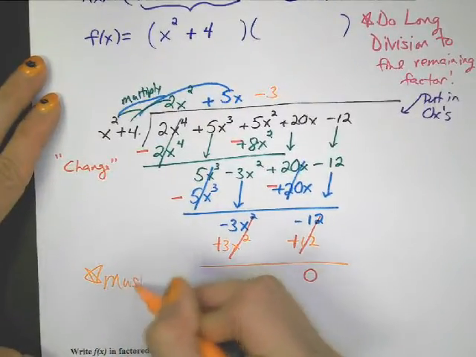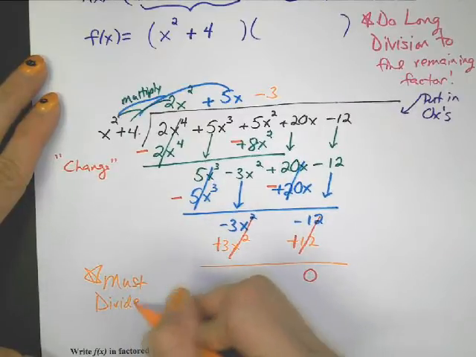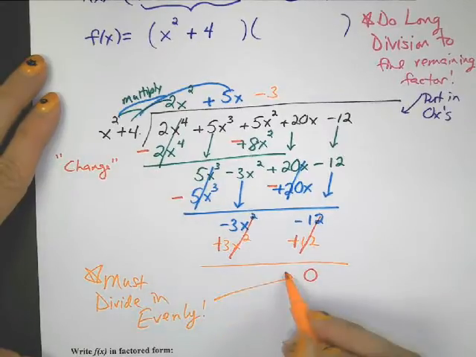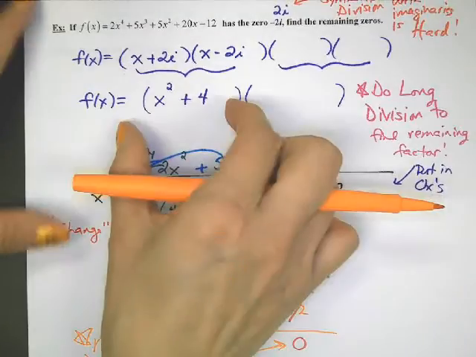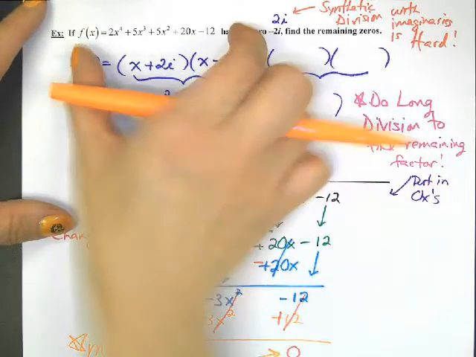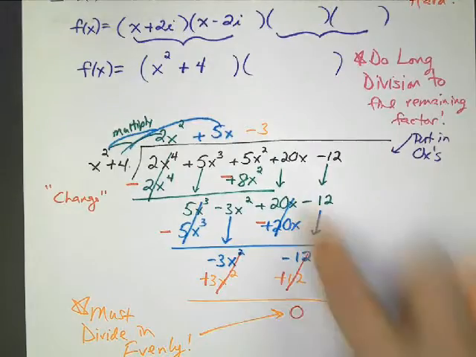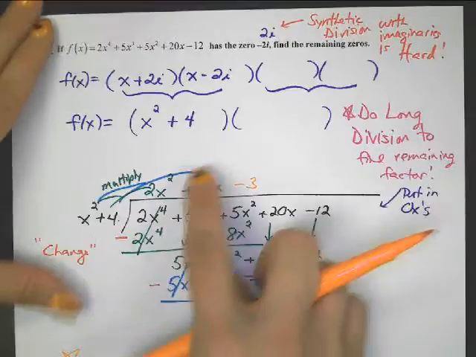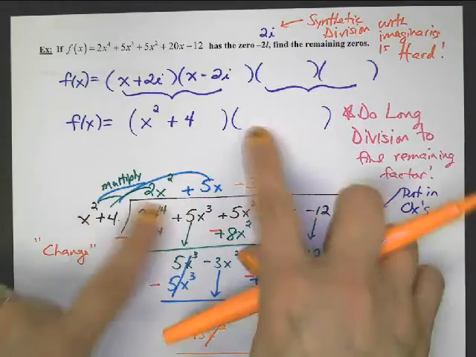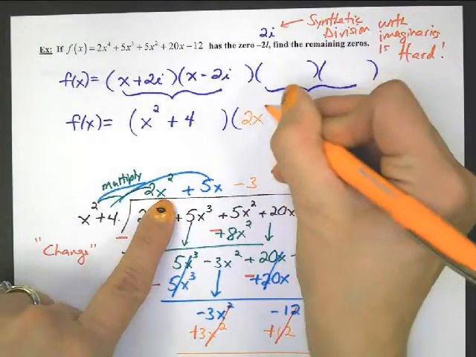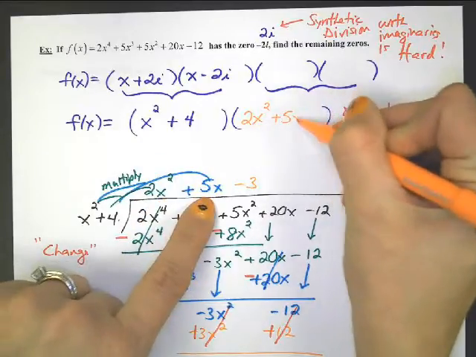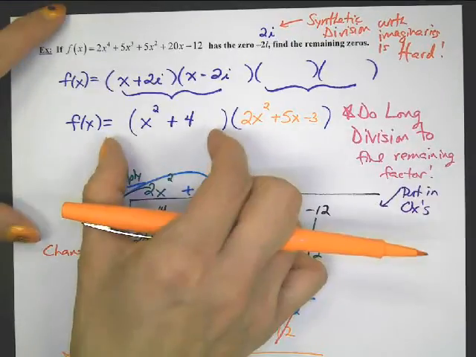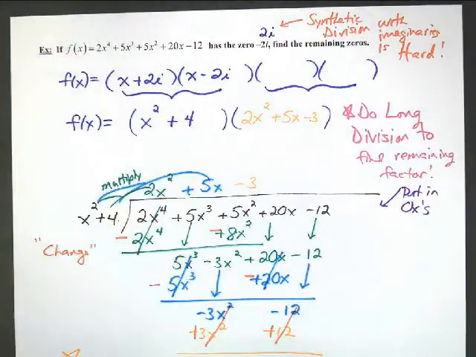It must divide in evenly. Because remember, something times something made the polynomial. If it doesn't go in evenly, you made a mistake somewhere. Okay, so now x squared plus 4, and this one was 2x squared plus 5x minus 3. So I found the other quadratic. A quadratic times a quadratic made the quartic.